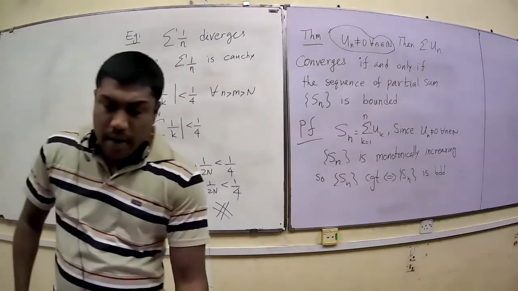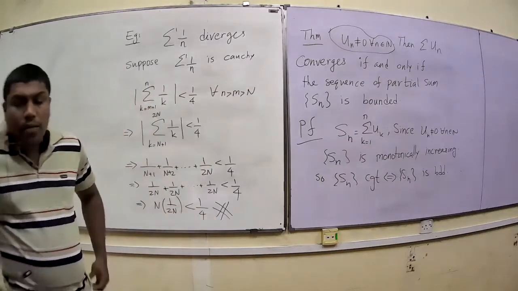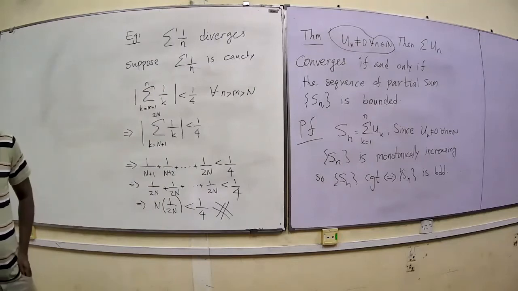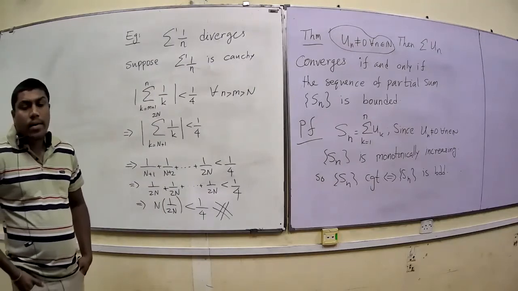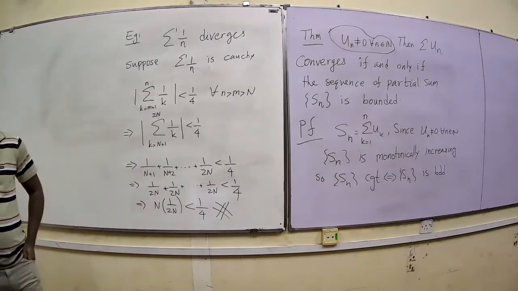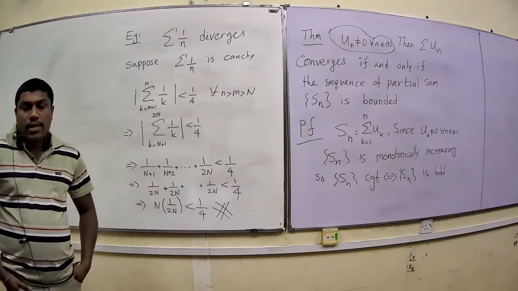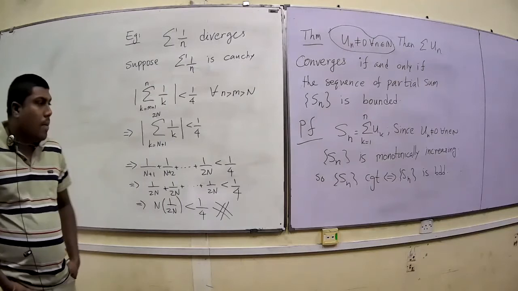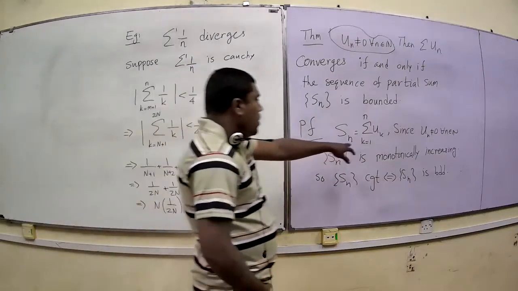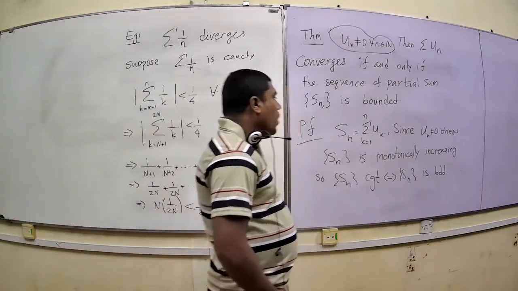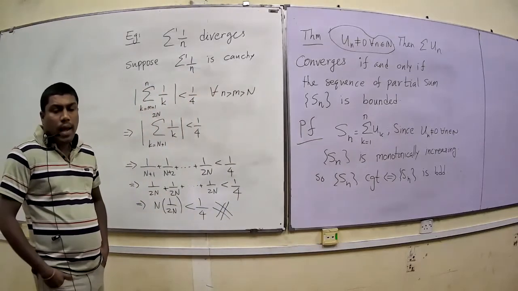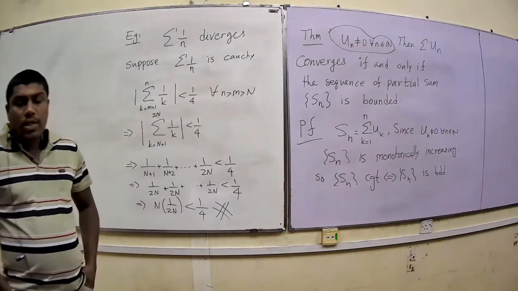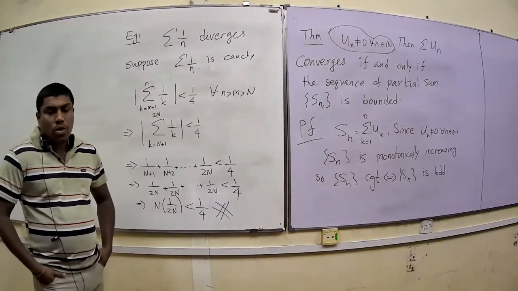Okay, so this is something we learn in chapter 2, right? If the sequence is monotonically increasing or decreasing, the sequence is convergent if and only if it is bounded. That is something we learn, right? But now if you look at the sequence, it is the sum of u_k, where k is running from 1 to n. So if you take S1, it is u1. S2 is u1 plus u2.